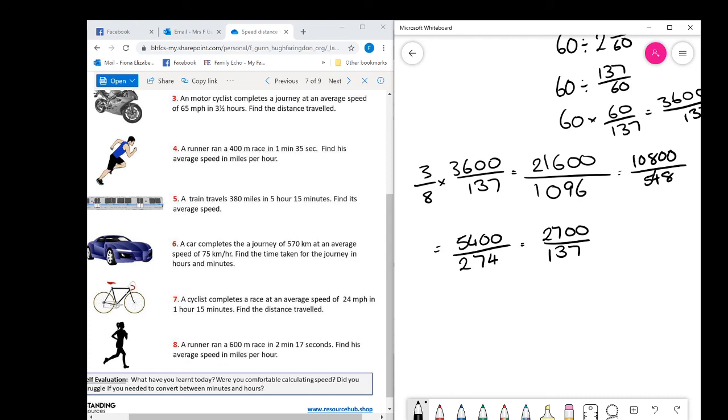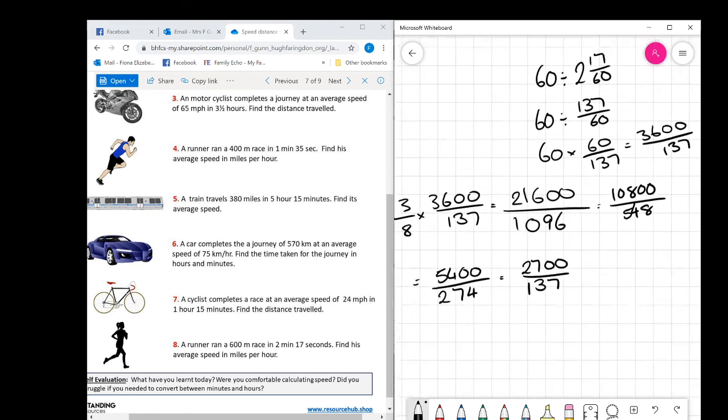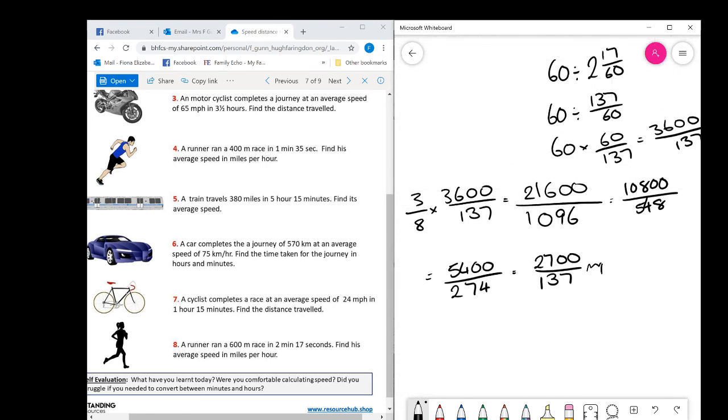So I mean that's how many miles per hour they do. If you want it as a real number, as a number that you can have, it is 19.71 miles per hour.